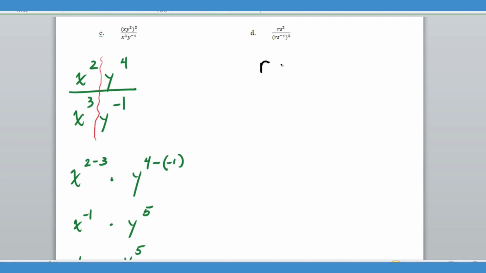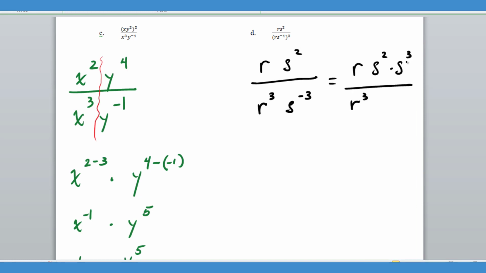So I've got r times s squared, and then I have a power of a power, so now I have r to the 3rd power and s to the negative 3. Now if you really want to look at this, I could maybe look at this in a different way. I could say that this is times s squared, and if I want to change this negative 3 to a positive, I could either do 2 minus a negative 3, or I could just simply move this up and make that a positive on the top side.